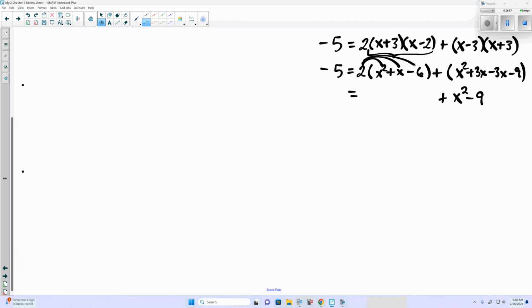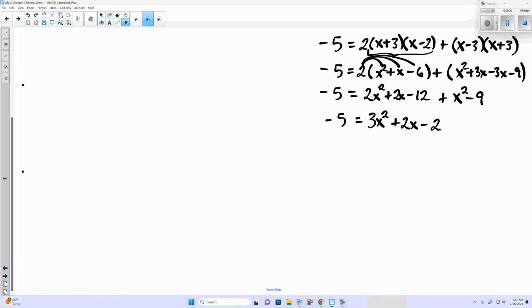Now for the other part, we'll distribute the 2, giving us 2x squared plus 2x minus 12. Now before we move anything, we do need to combine like terms. 2x squared plus x squared is 3x squared plus 2x minus 21. Questions on this so far?